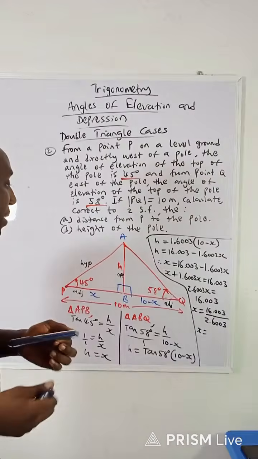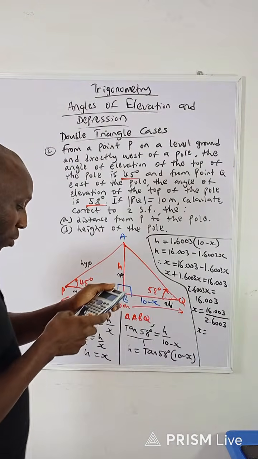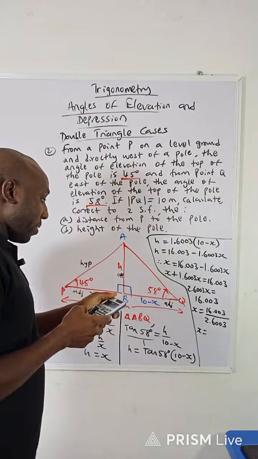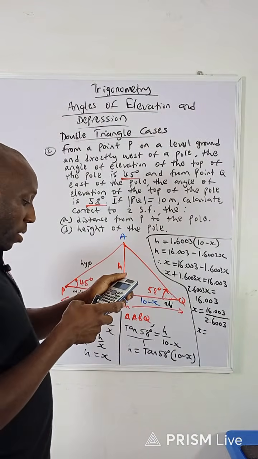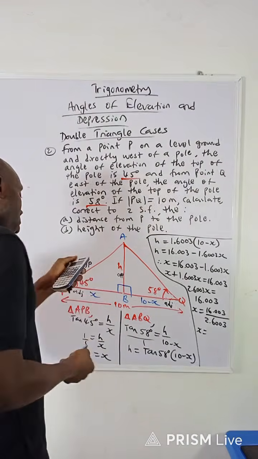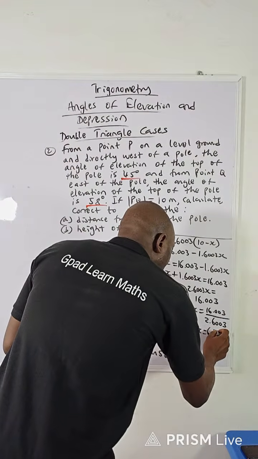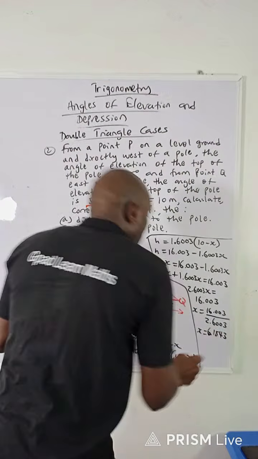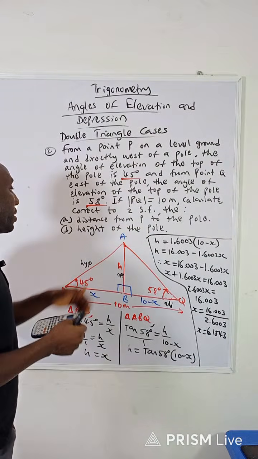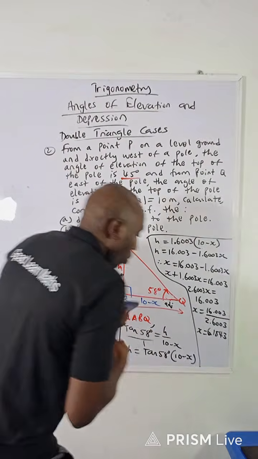So let's divide. That's 16.003 divided by 2.6003, which is 6.1543. That's x. That is what they ask us to find: the distance from P to the pole, which is what we just found, 6.1543.